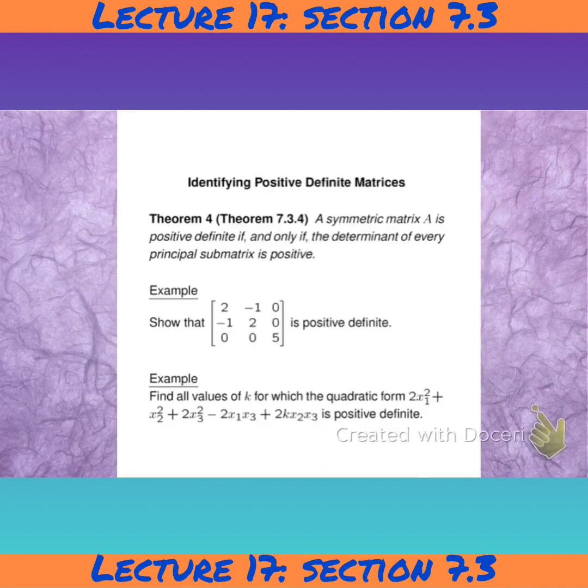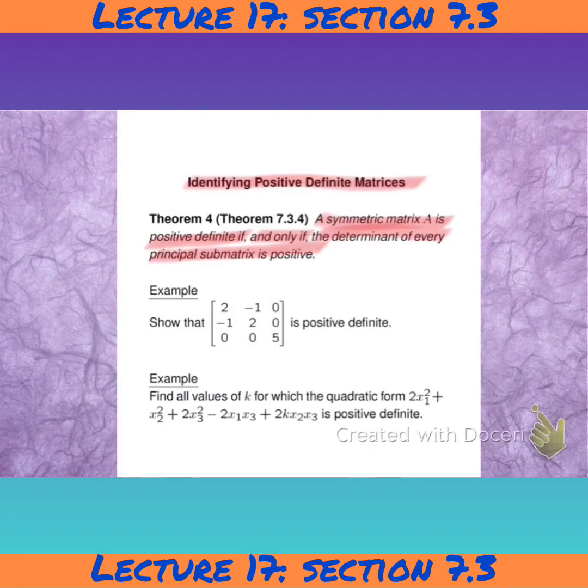Right, so the last concept is just identifying positive definite matrices. A symmetric matrix A is positive definite if and only if the determinant of every principal submatrix is positive. We won't be looking at a proof of that. We can just quickly look at the following two examples.